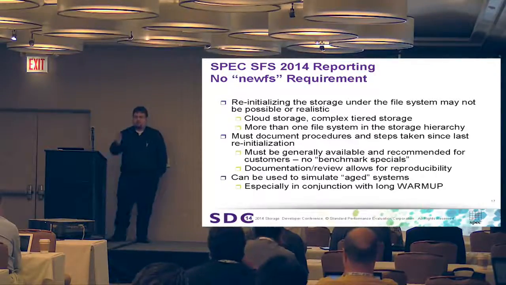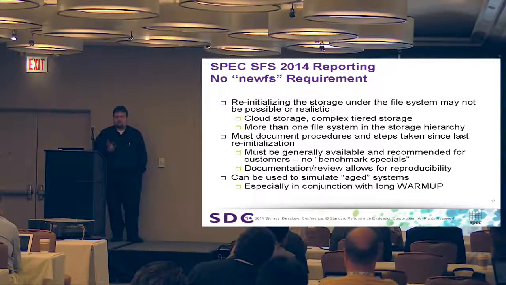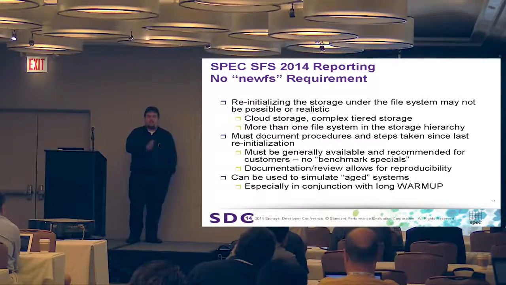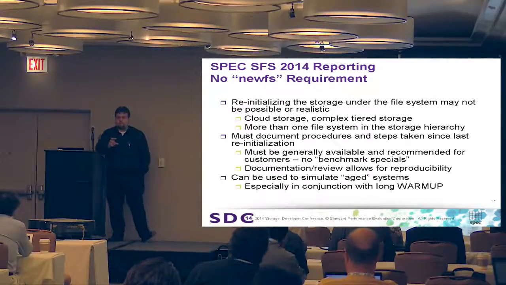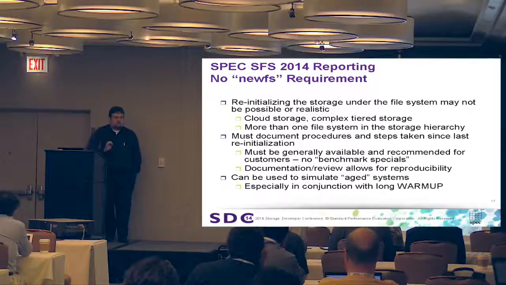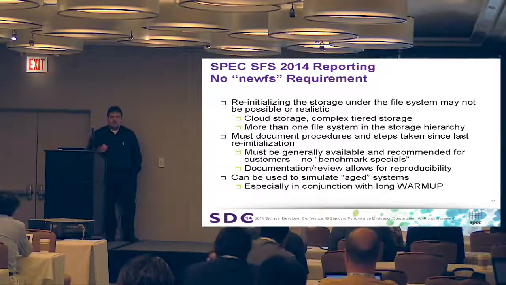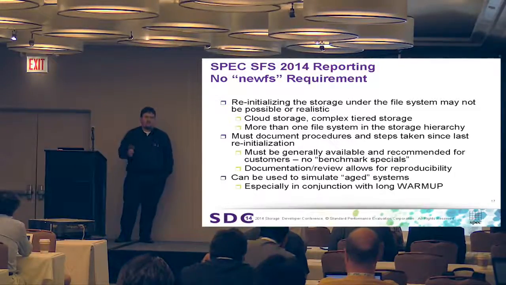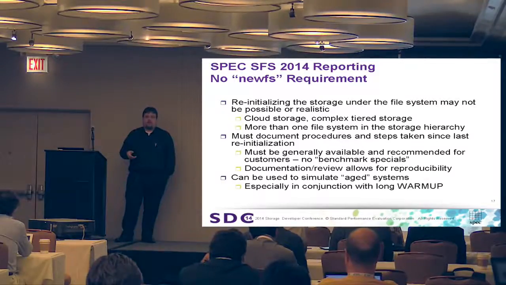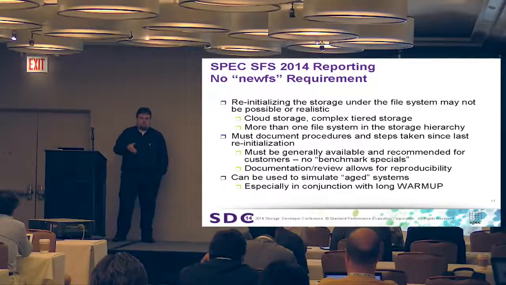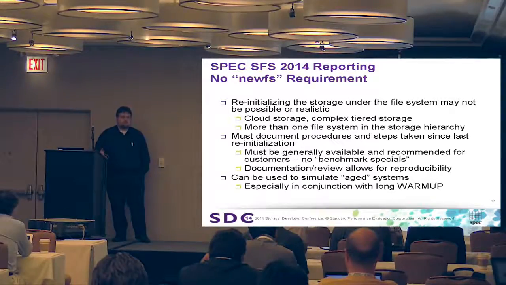So now you don't have to do that, but you do have to document all of the procedures and steps that you've taken since the last time you reinitialized your system, your whole solution under test. All the steps and actions that you take have to be generally available. They have to be recommended for customers. There are no benchmark specials, that is against the rules. Having this documentation lets us verify that all of the steps that you've taken are recommended, and they're publicly disclosed so customers could do the same thing.